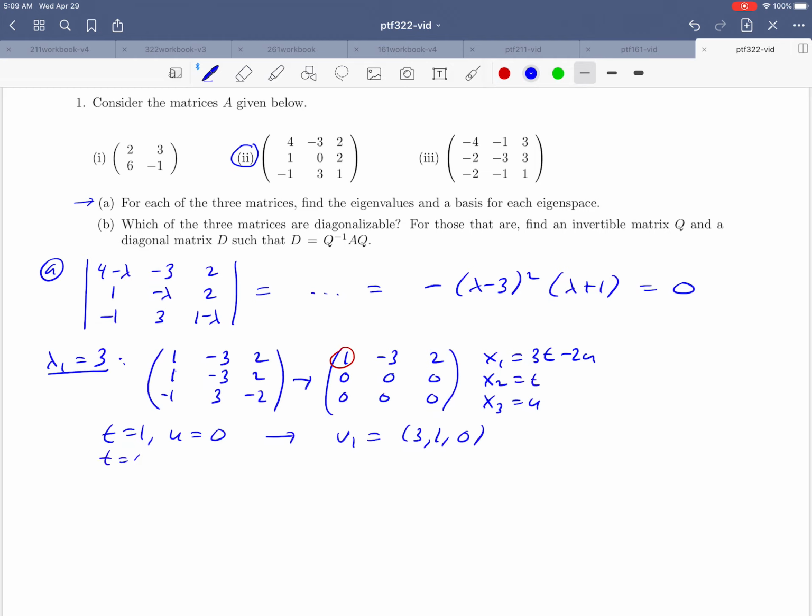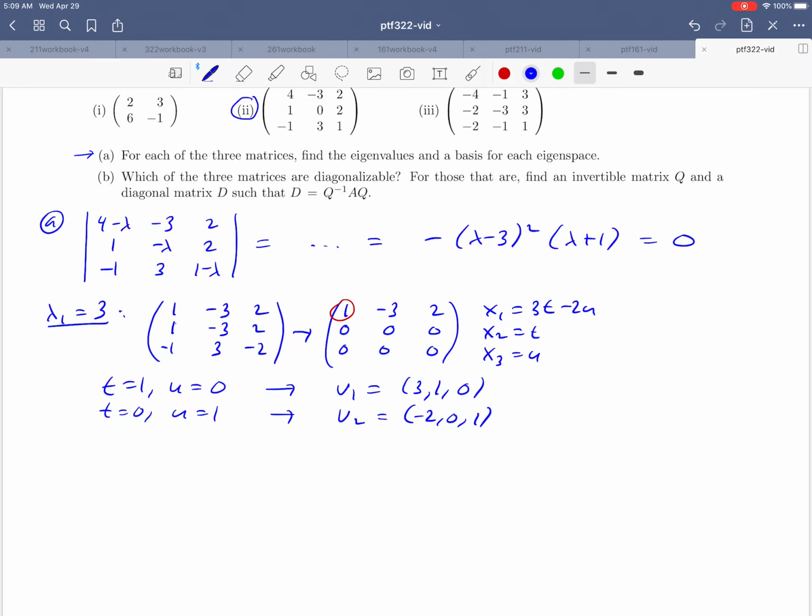And if we flip it around, make t 0 and u 1, that's going to lead us to an eigenvector of -2, 0, 1, it looks like. So for lambda 1 equals 3, we got 2 linearly independent eigenvectors, and we're ready to move on and look at the other eigenvalue, which is -1. Let's see what happens if we do that.